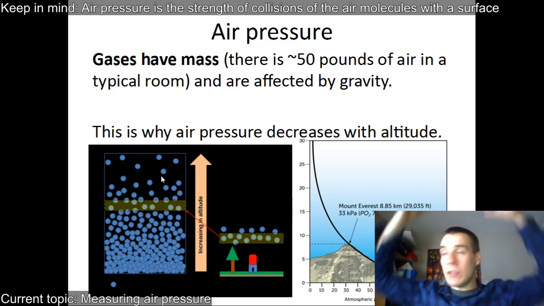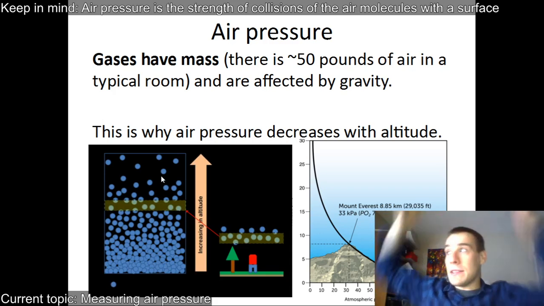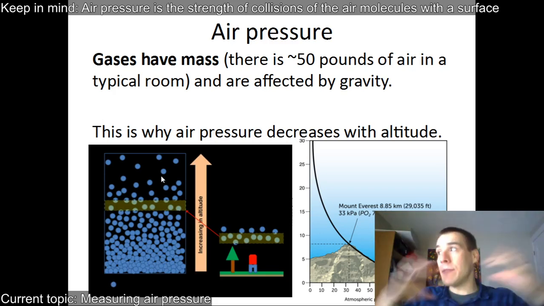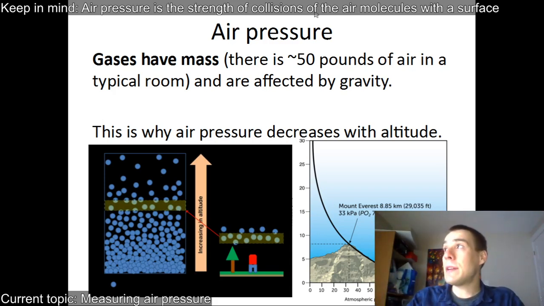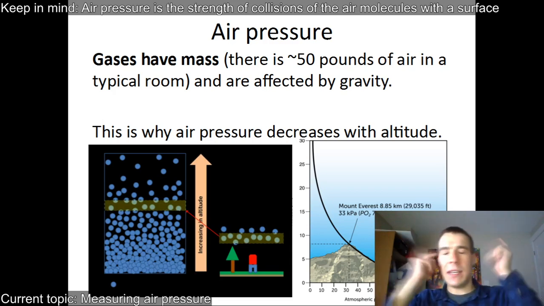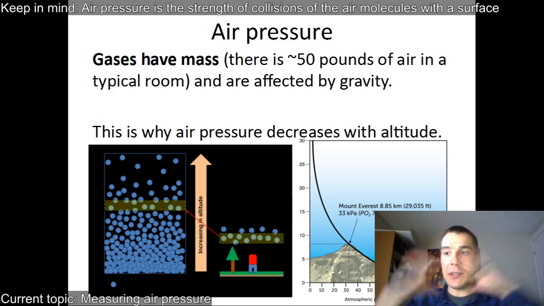And that column of air above you, that 100-kilometer column of air above you, has a mass, and it's pressing down, and it's pressing in all directions. It's trying to press in on me. That's what air pressure is. It's the strength of the collisions of those air particles as they hit me. There's lots of them, and they're hitting me all the time. In a typical room about this size, there's about 50 pounds of air, and it's all flying around like crazy and hitting me all over the place.